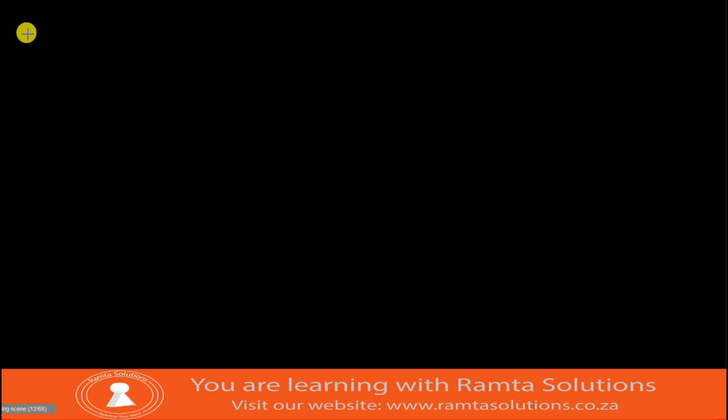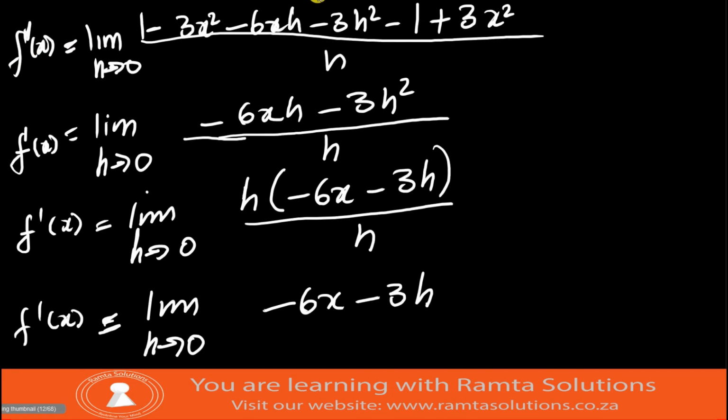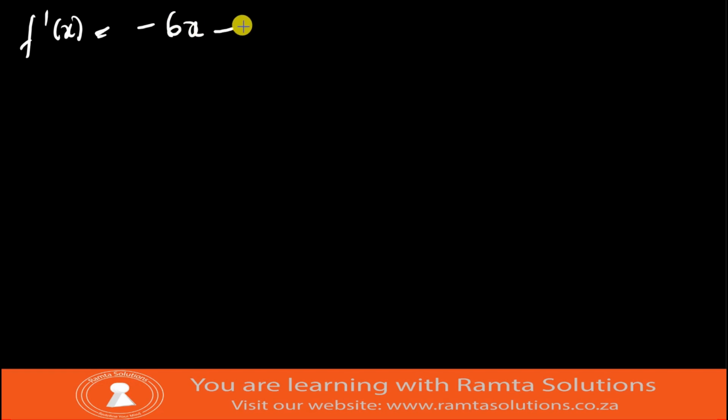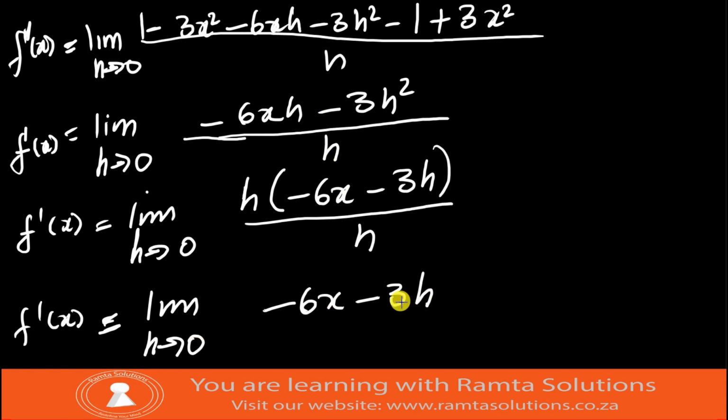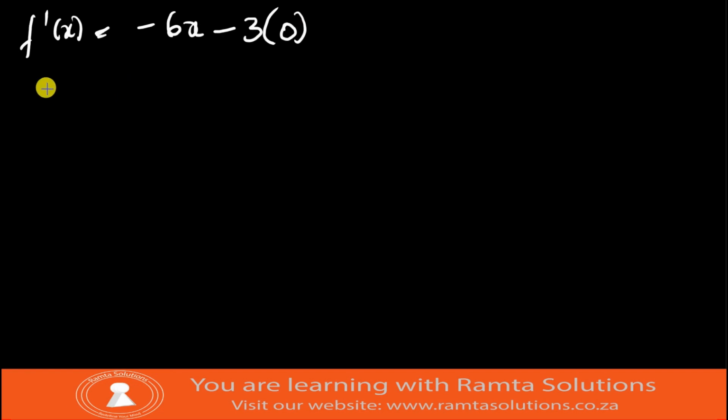So when we drop it, we say we have f prime equals minus 6x minus 3 into 0. Right? So the moment I start substituting h equals 0, I drop the limit. Okay? Now, our answer, what is it? It is minus 6x. Right? All right. Now, let's get to the third one.